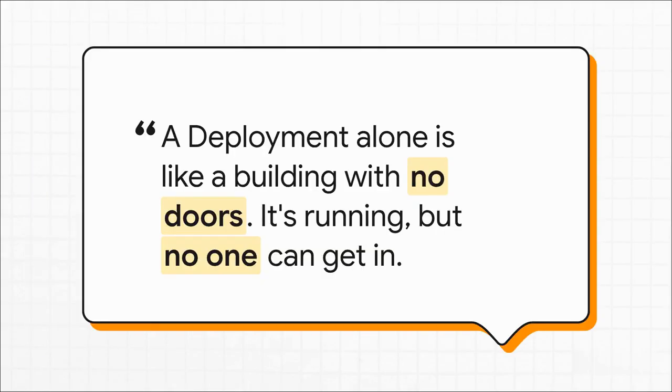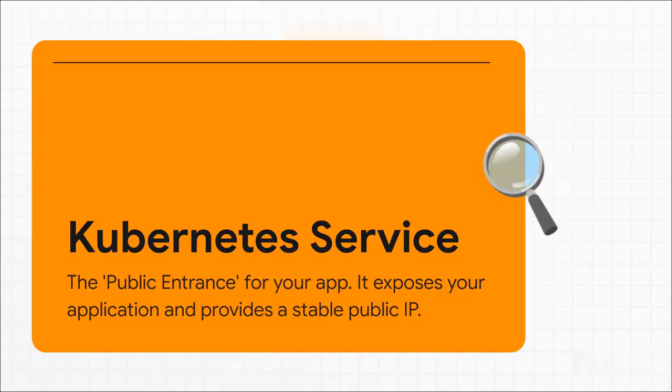We've got our app running, it's healthy, it's being managed, but it's totally isolated inside the cluster. It's like we built this amazing, fully functioning office building, but we forgot to install any doors. Nobody from the outside can get in. So, to build those doors, we need our second blueprint, a Kubernetes service. The service acts as both the public entrance and the main traffic director. It's the thing that opens up your app to the internet and gives it a single, stable IP address so people can actually find it.